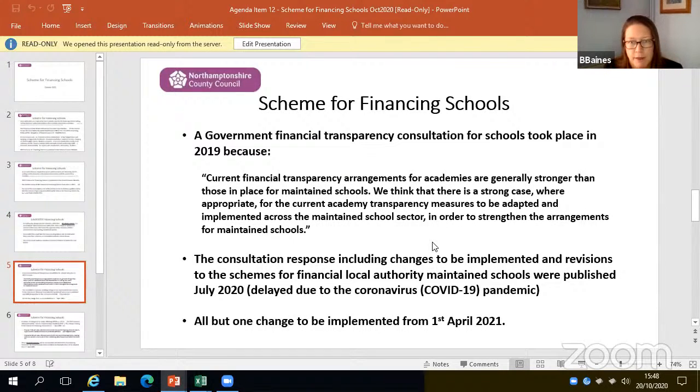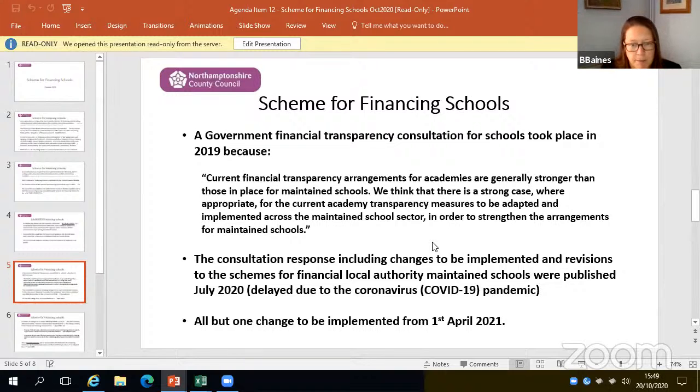The government issued a financial transparency consultation last year. Their reason for doing so was because the current financial transparency arrangements for academies are generally stronger than those in place for maintained schools. We think that there is a strong case, where appropriate, for the current academy transparency measures to be adapted and implemented across the maintained school sector in order to strengthen the arrangements for maintained schools. The consultation response was delayed in coming back to us because of COVID and was published in July.